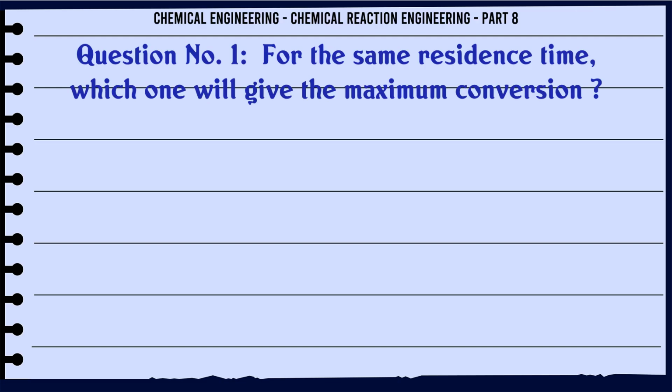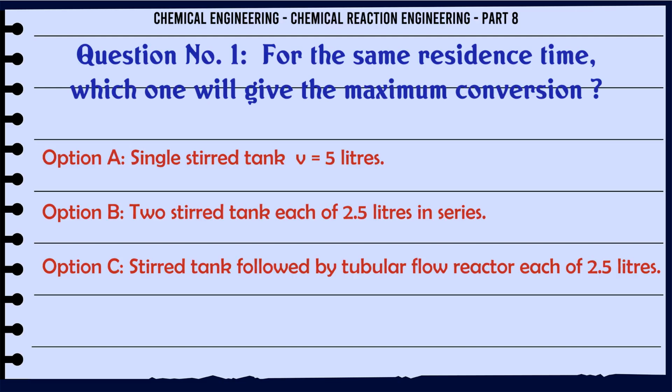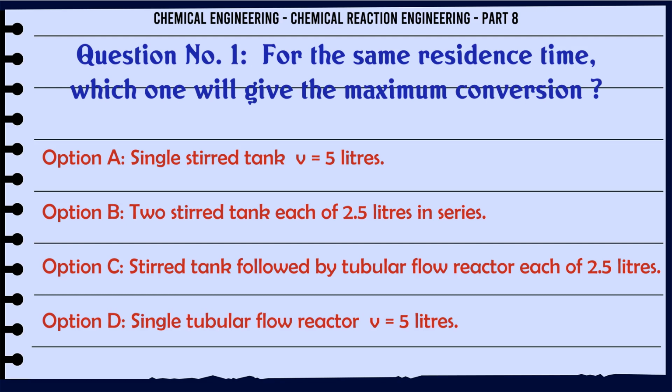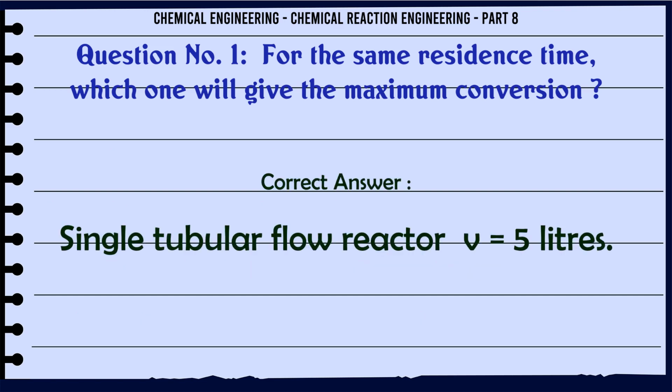For the same residence time, which one will give the maximum conversion? A. Single stirred tank, V 5 liters. B. Two stirred tanks, each of 2.5 liters, in series. C. Stirred tank followed by tubular flow reactor, each of 2.5 liters. D. Single tubular flow reactor, V 5 liters. The correct answer is single tubular flow reactor, V 5 liters.